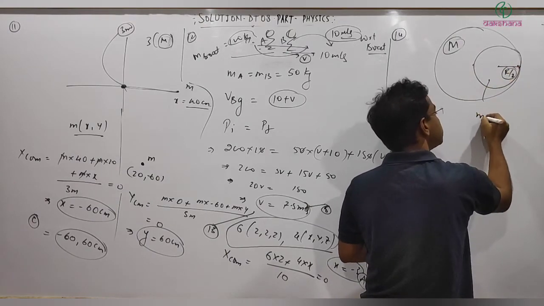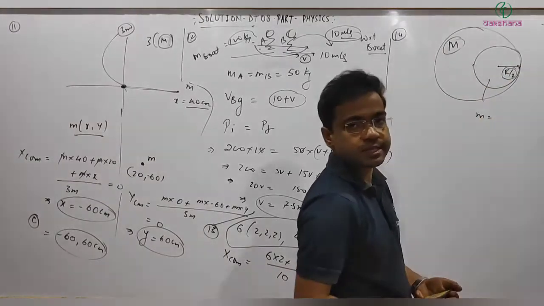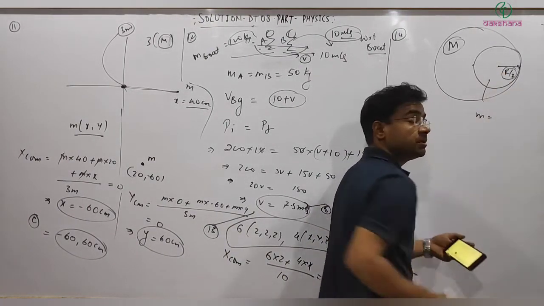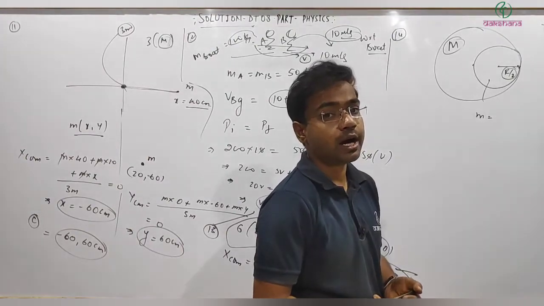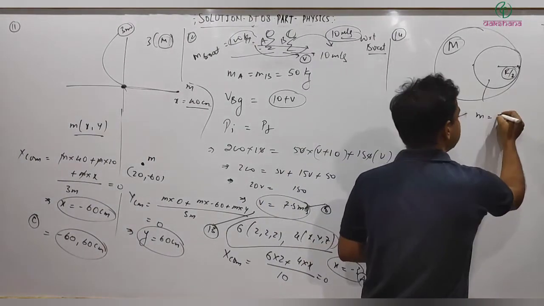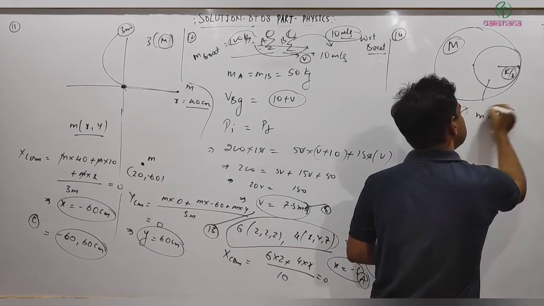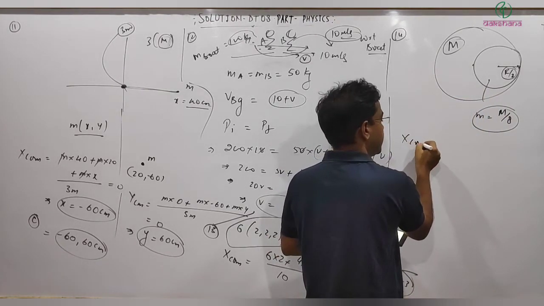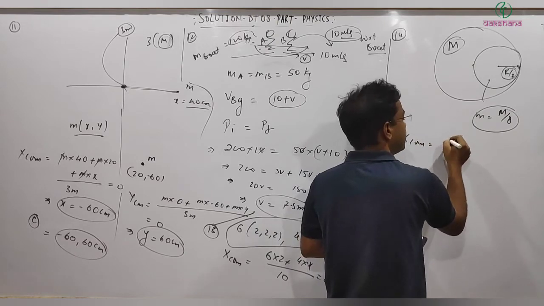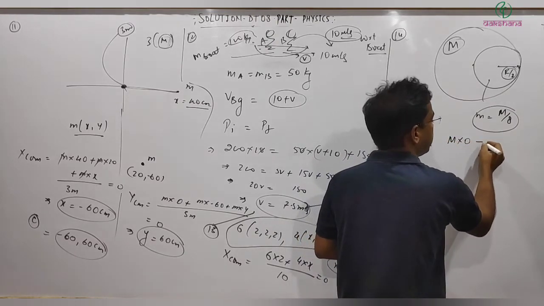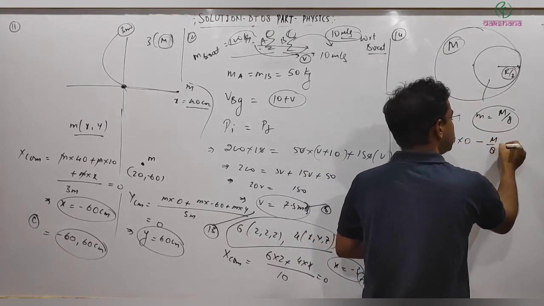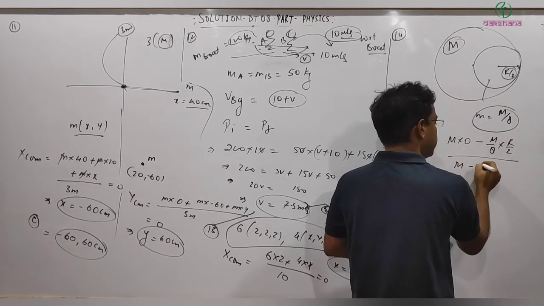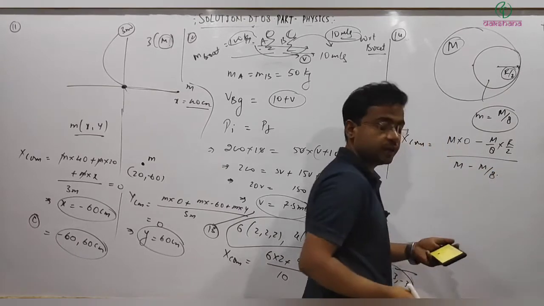So what is the mass of the removed part, small m? The density remains the same, so I can write the volume as 4 by 3 pi (R by 2) cubed, so it will be V by 8, and then the mass will be capital M by 8. Then I can write the center of mass X_COM as equal to total mass into coordinate 0, minus M by 8 into its coordinate R by 2, divided by M minus M by 8, right?